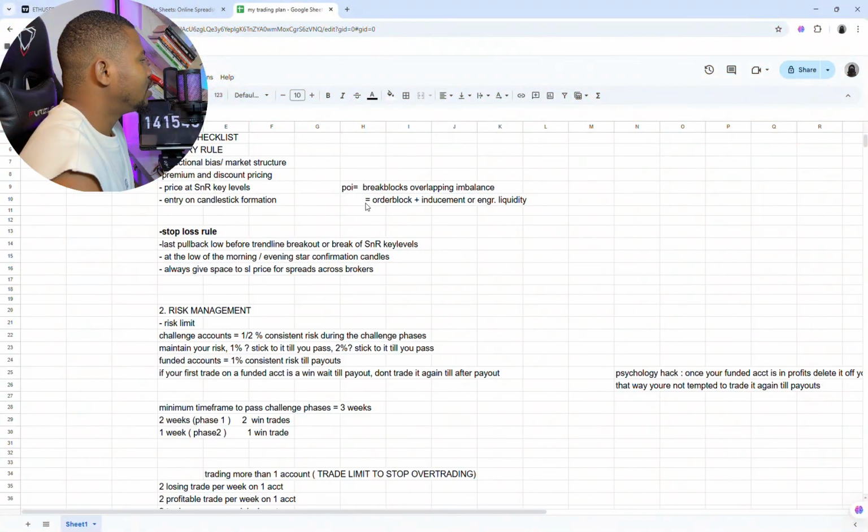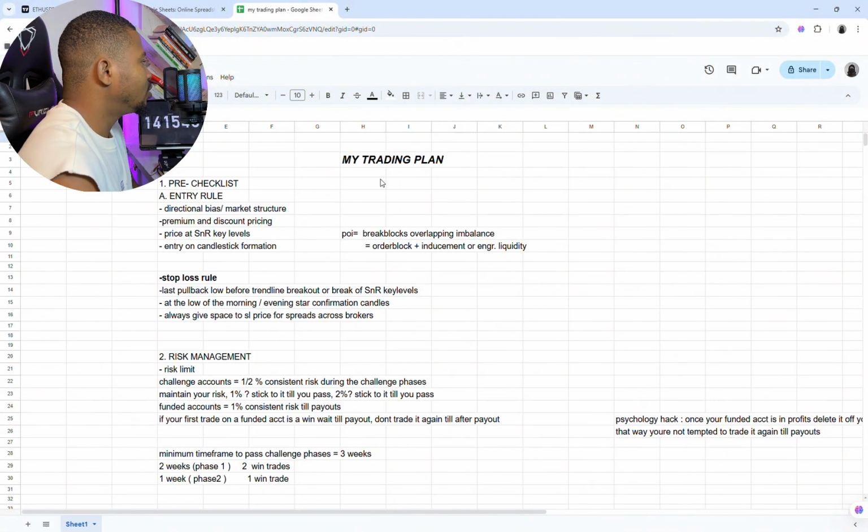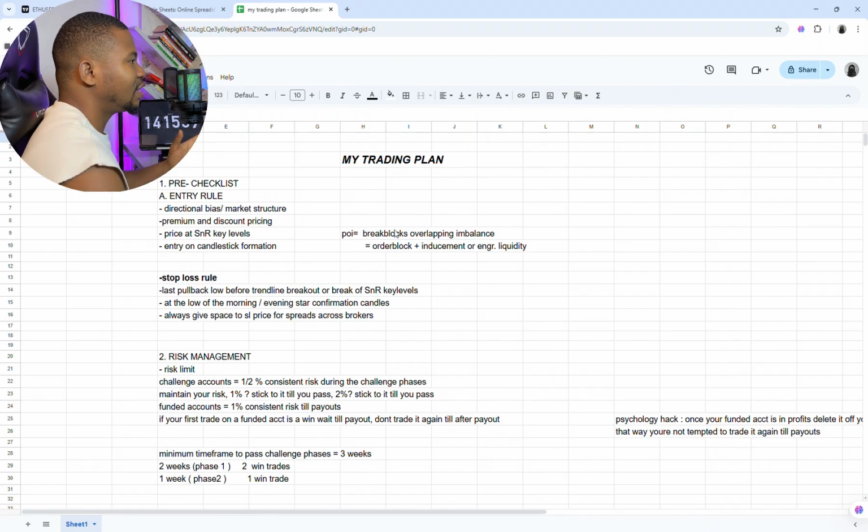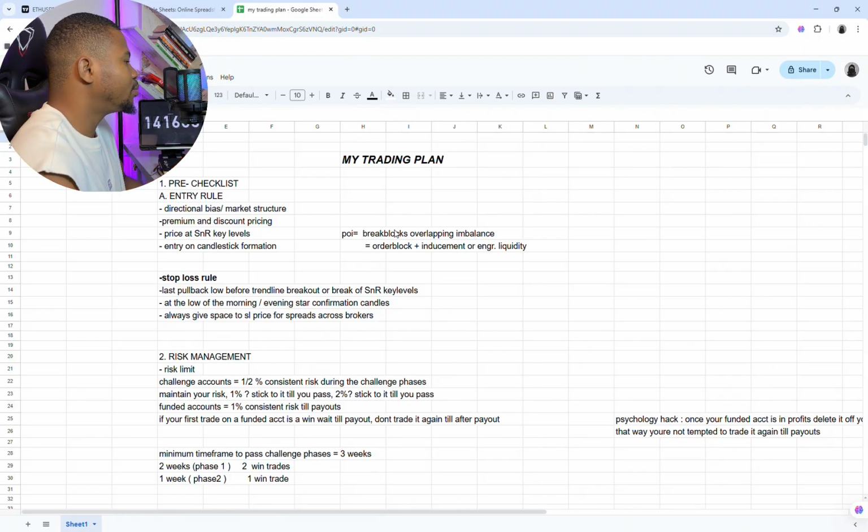Alright guys, so this is my personal trading plan, and you can as well use this template to create your own trading plan. Alright, a trading plan is anything that you can create, a set of rules that guide how you trade: your entry, your exit, your risk management, your trade management. So a plan or a book, a write-up or rules that guides how you enter a trade and how you exit a trade is basically what your trading plan is.